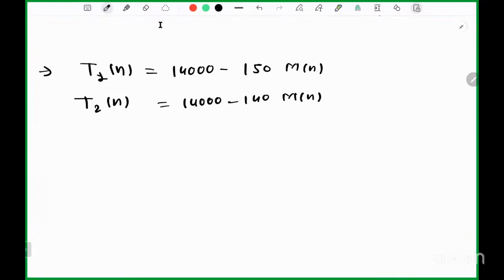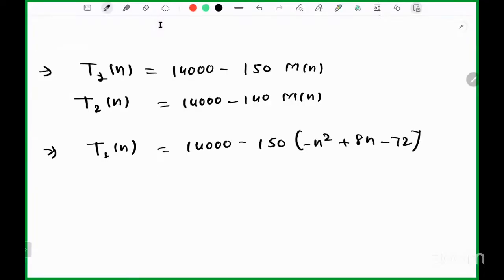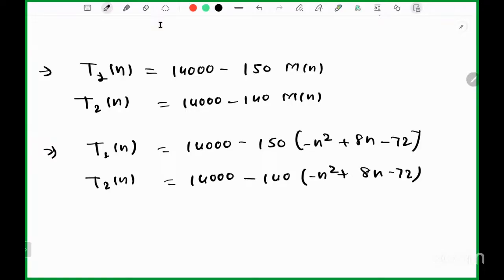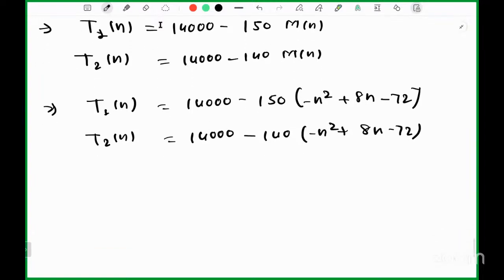For mn they have given a quadratic expression. So T1 of n becomes 14,000 minus 150 of minus n square plus 8n minus 72. And T2 of n similarly we can calculate: 14,000 minus 140 of minus n square plus 8n minus 72. So choose the set of correct options which minimize the total payable amount. The total payable amount is the same irrespective of the order in which the offers are applied. So here see what we have done.